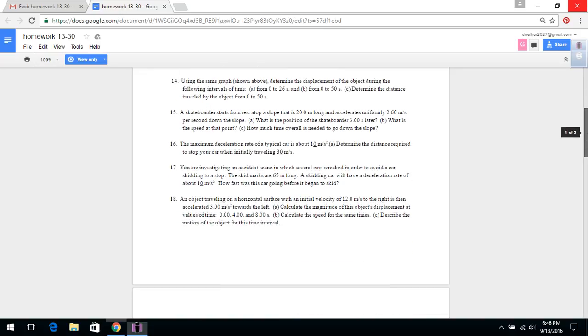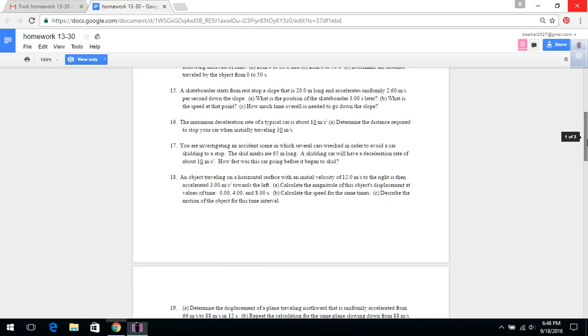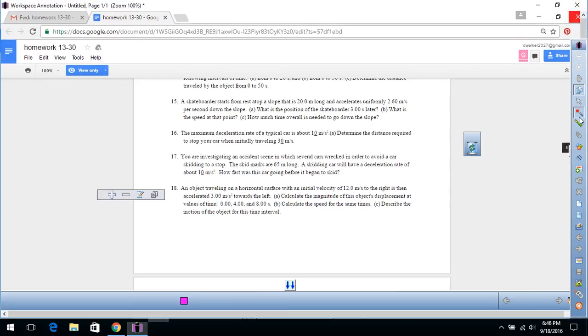All right, then number 15 says a skateboarder starts from rest atop a slope that is 20 meters long and accelerates uniformly 2.6 meters per second squared down the slope. All right, so I'm probably going to have to go to a clean sheet of paper. Let's see if I can write on this thing first. All right, so if my pen will work this time.